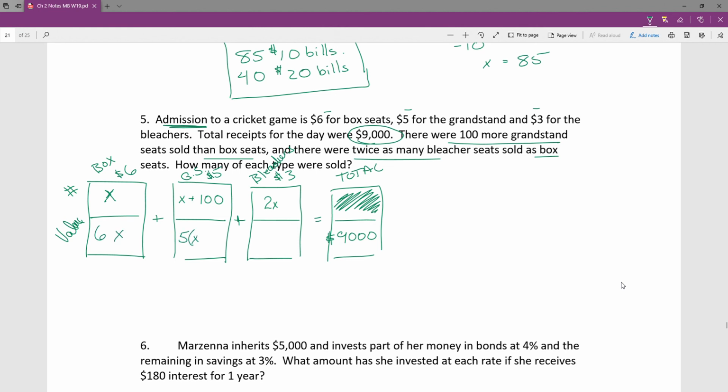So the value of box seats would be 6 times X. The value of grandstand seats would be 5 times X plus 100. And the bleachers would be 3 times the 2X. So again, this bottom line is what's going to give me my equation. It's going to be a little longer. Recopying it carefully, hopefully.